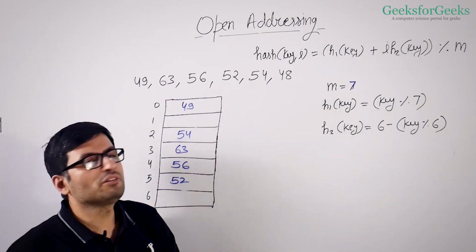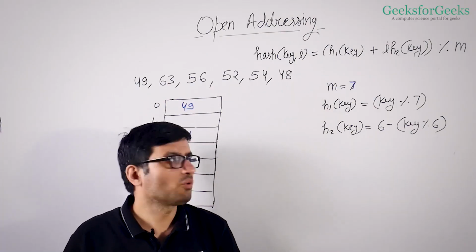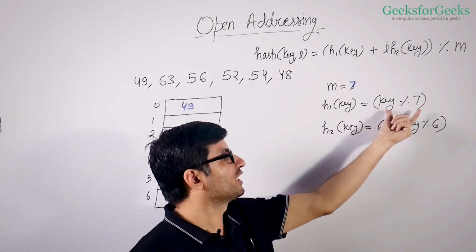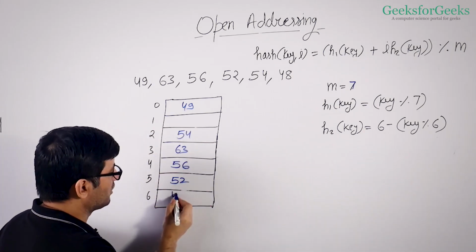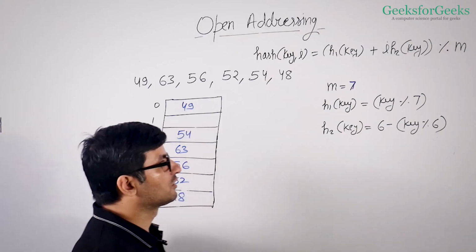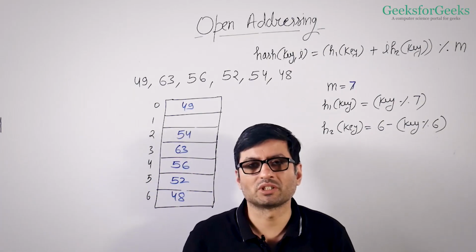Let's try inserting 48. What do we get as 48 modulo 7? 6. And slot 6 is available. So we insert 48 here. So this is how double hashing works.